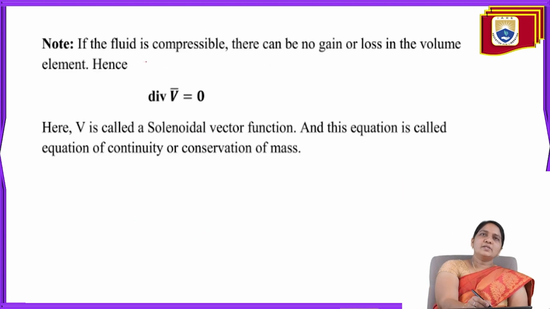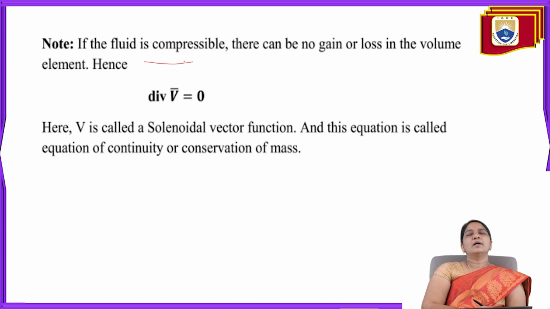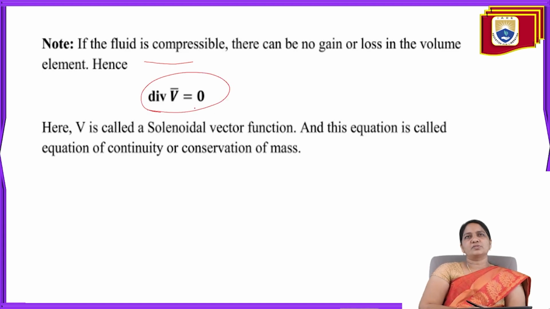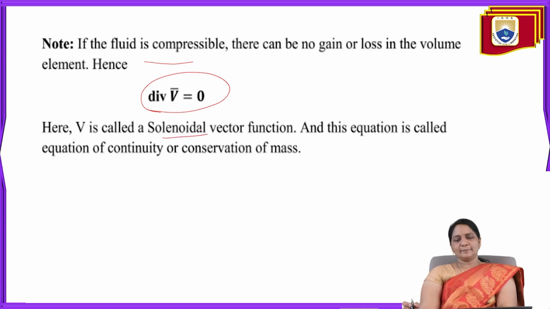If the fluid is incompressible, there can be no gain or loss in the volume. So then divergence of V is 0. Divergence of V is 0. So what is the divergence? I am going to tell you now. Based on that, we can move on to the function here.